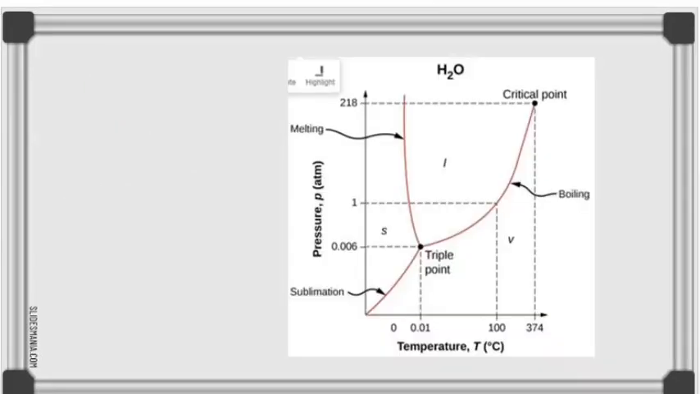So, nakikita nyo yung diagram. Ang tawag dito sa gilid banda, yan yung pressure. Then, ang tawag naman dito banda sa baba ay temperature. Yan na yung PT na sinasabi sa phase diagram. Then, sublimation yung pataas, papunta sa triple point. Then, melting naman yung papunta sa 218 na pressure. Critical naman yung sa point ng 218 na pressure at saka sa temperature ng 374. Then boiling yung galing sa triple point papunta sa critical point.